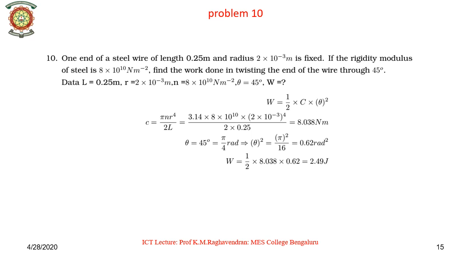So theta squared is 0.62 radian squared. Now we substitute in the formula for W as half into C into theta squared to obtain the answer 2.49 joule.